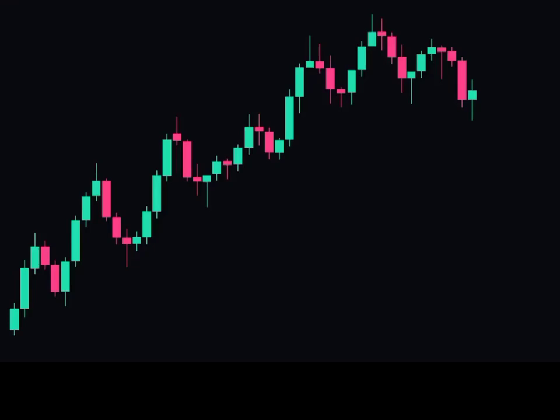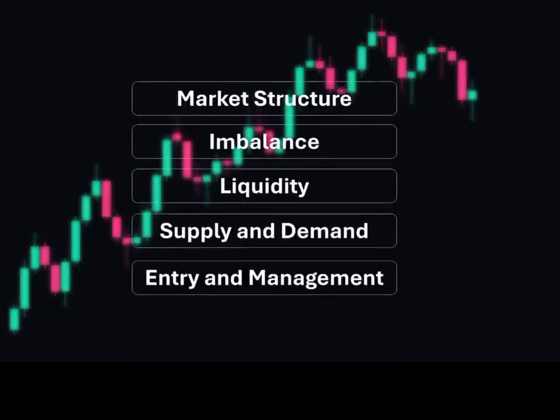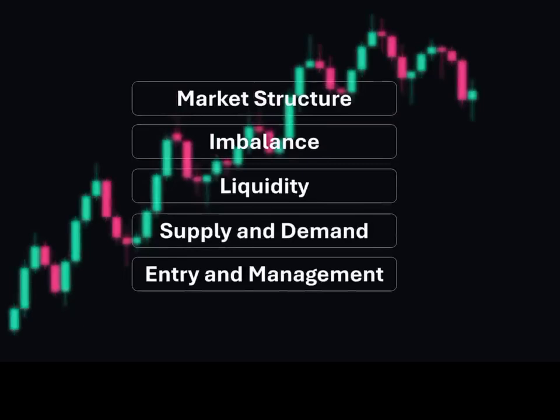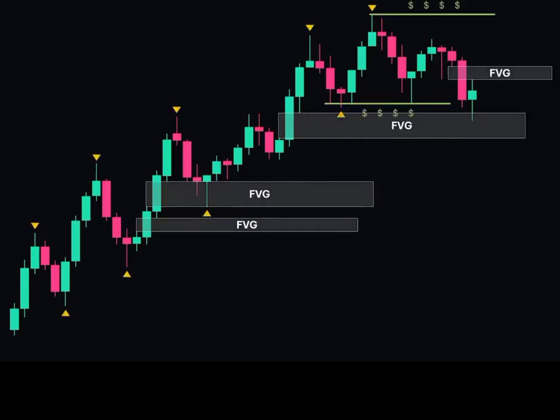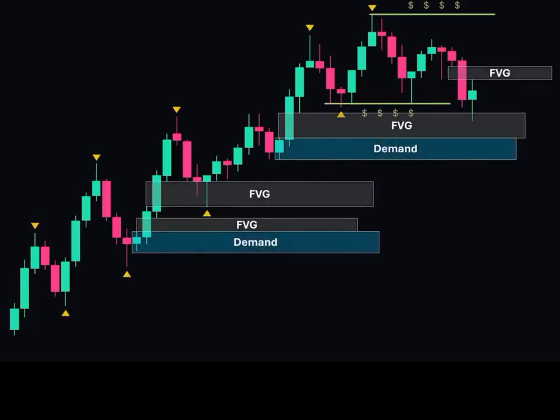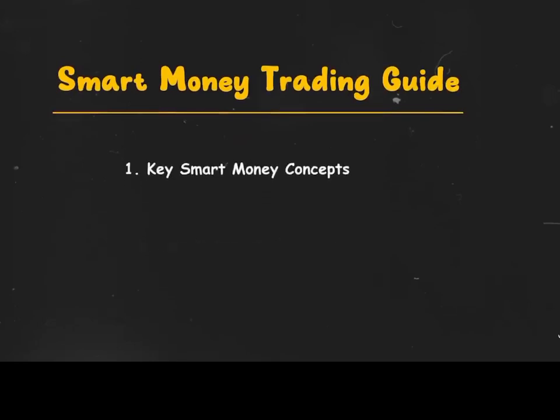Hey guys, in this video we'll show you how to put all the smart money concepts together like pieces of a puzzle to enter high-quality trades. We'll explain each concept step by step and show you how to apply them correctly to the chart. The concepts we're covering today include market structure, imbalance, liquidity, supply and demand, and additionally, trade entry and management. So basically, today's video is a complete smart money trading guide on its own.